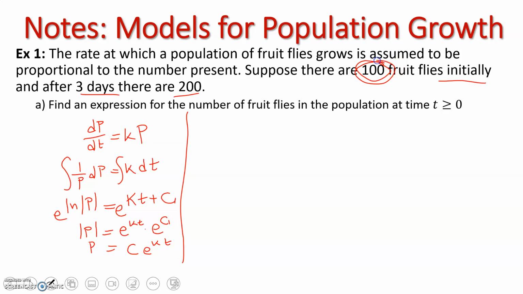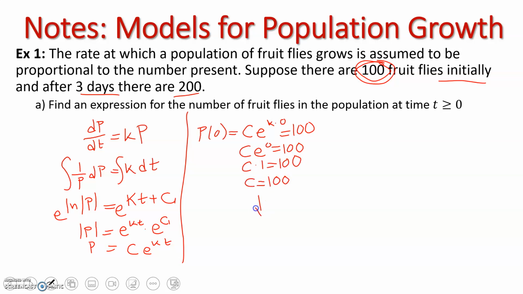We know that the initial population, P of 0, is 100. So now we know P of 0, which is C e to the k times 0, is 100. We know k times 0 is 0, so C e to the 0 is 100, but e to the 0 is 1, so C times 1 is 100, or C is 100. Therefore, we know our population of fruit flies is 100 e to the kt.